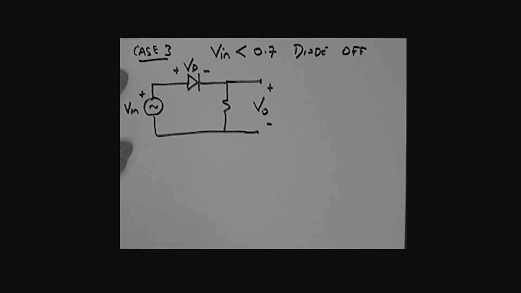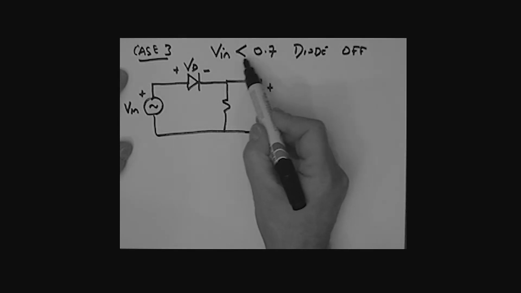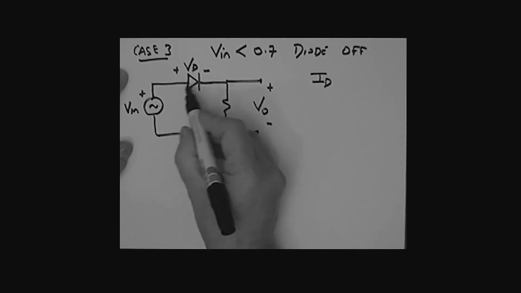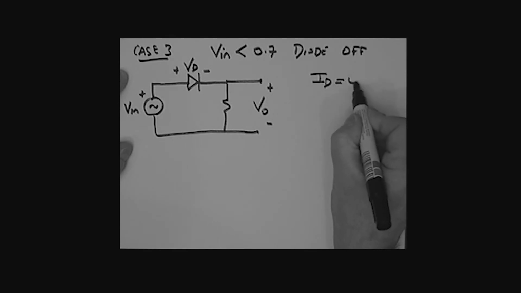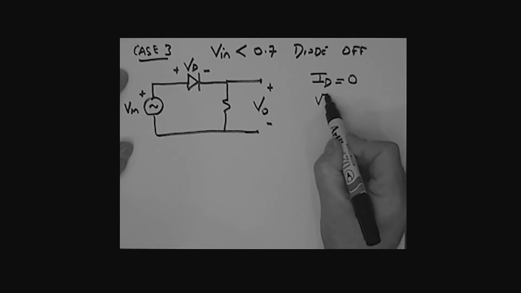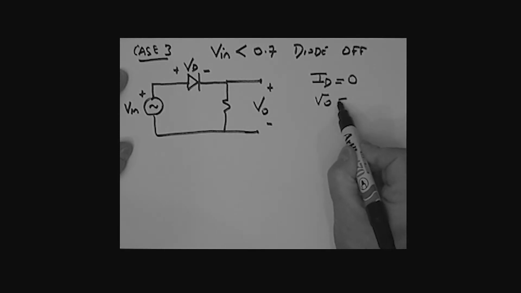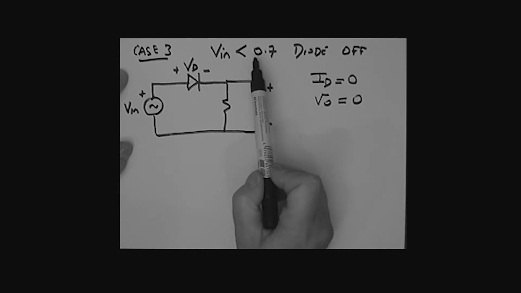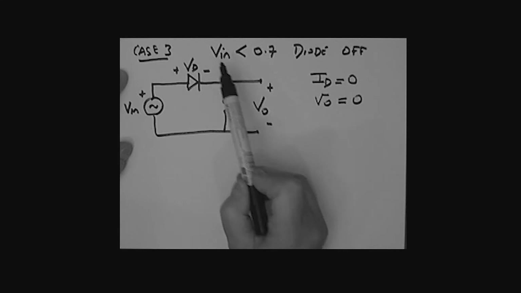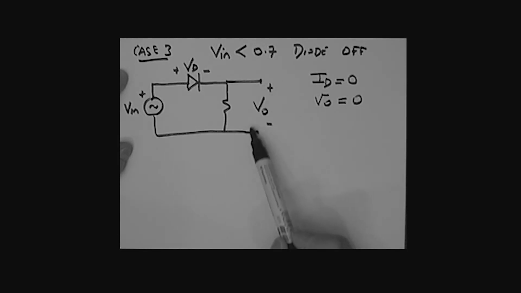All right, now how do we deal with this problem? Well, if V in is less than 0.7, the diode is off, we can clearly say that the diode current, the current in that circuit, is actually equal to 0. If the current in the circuit is equal to 0, then of course the output voltage really must be also equal to 0. So for any value of V in that's less than or equal to 0.7, basically this output voltage in fact is equal to 0, and we've effectively analyzed that particular condition.